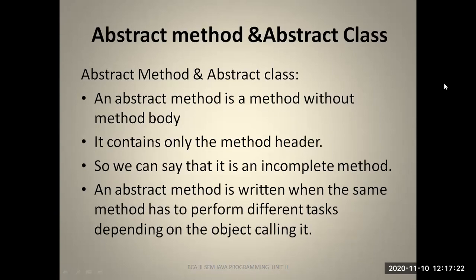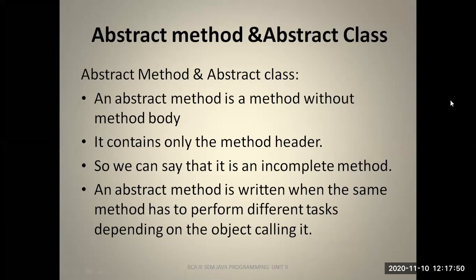So let us see here. An abstract method is a method without a method body. It contains only the method header, and we can also say that it is an incomplete method. What do you mean by incomplete method? Incomplete method is nothing but we are not writing a method body for a method which is called an abstract method. So we can say that it is an incomplete method.